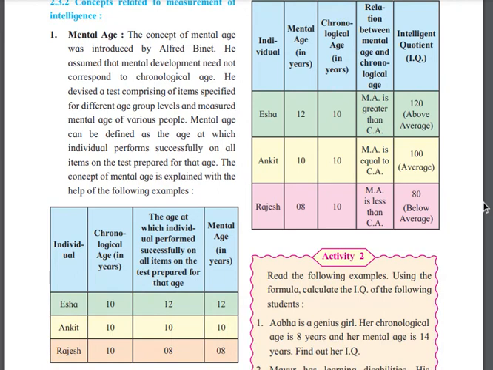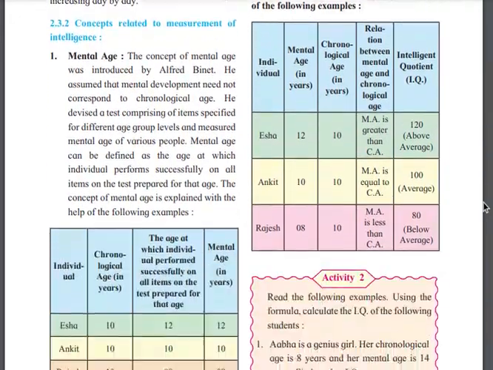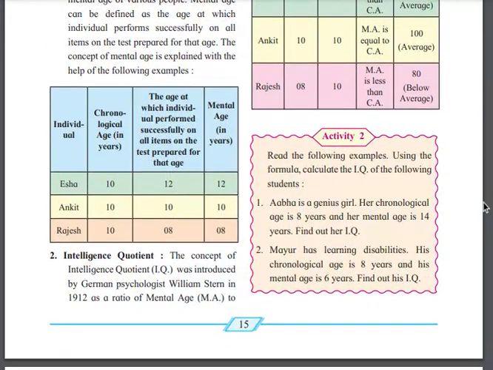Mental age was developed by Alfred Binet. There is mental age and chronological age, which is your biological age. My chronological age is 25 years, so mental age does not correspond to that. Mental age is totally different. IQ is mental age divided by chronological age, multiplied by 100. The formula is given over here. See, in this example an individual is biologically 10 years old, and the age at which the individual performs successfully on items is 12. Okay, so you need to do that.